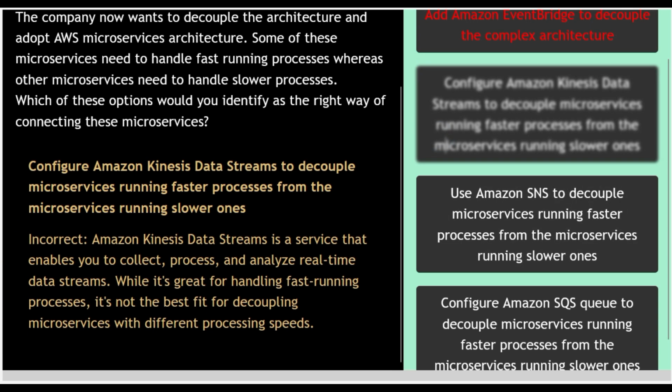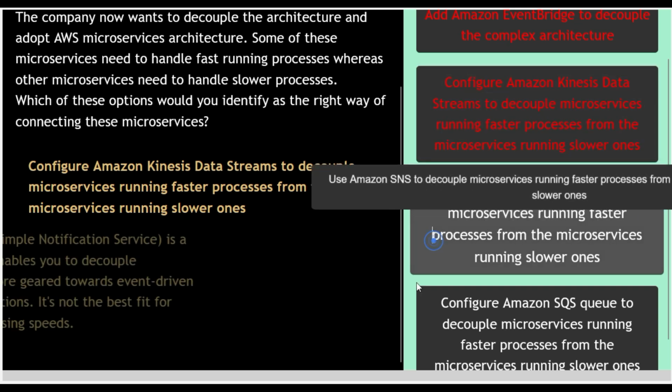Option 2, configure Amazon Kinesis Data Streams to decouple microservices running faster processes from the microservices running slower ones. Okay, this option is incorrect because Amazon Kinesis Data Streams is a service that enables you to collect, process, and analyze real-time data streams. While it's great for handling fast-running processes, it's not the best fit for decoupling microservices with different processing speeds. Okay, so option number 2 is also incorrect.